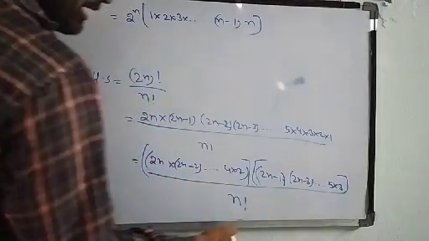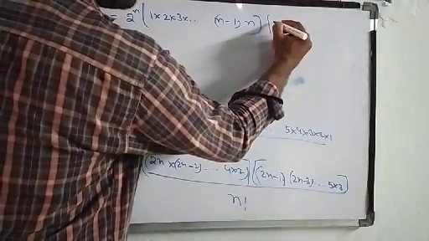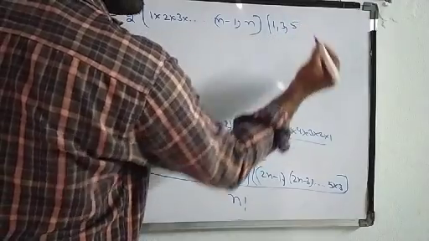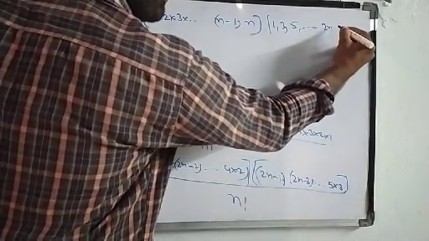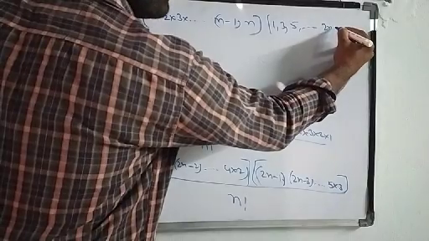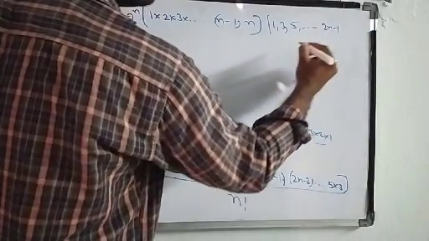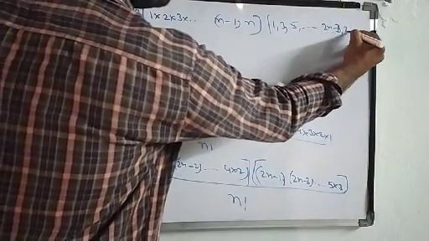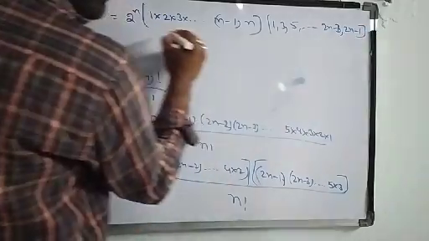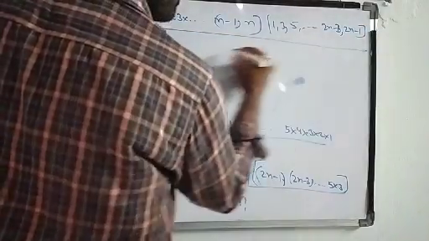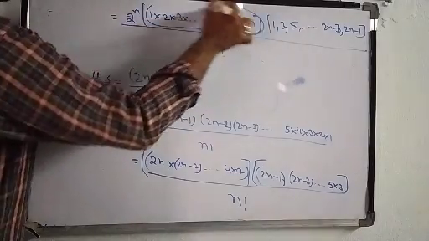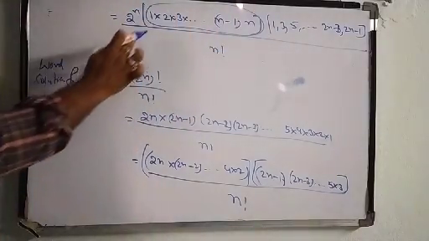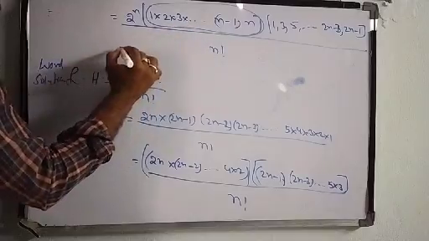So this we can write as such, that is 1, 3, 5, so on 2n minus 1, 2n minus 3, 2n minus 1 by n factorial. So in place of this total we can write it as n factorial. Why? Because it is the continuous n natural numbers.